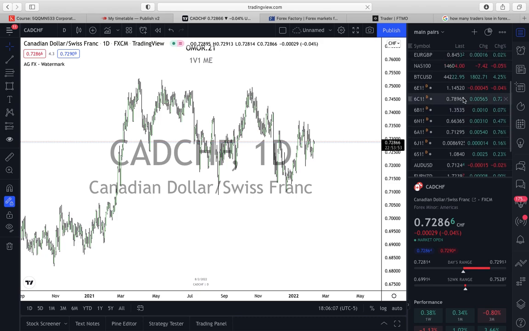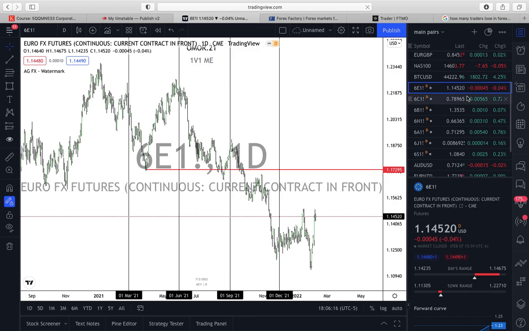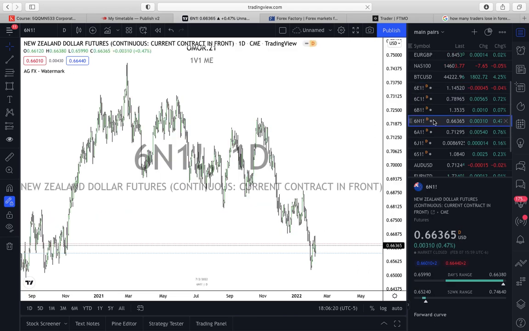Don't just trade Euro NZD, Euro AUD. There's people that just go through a million pairs to find which one they like. Go through the futures. Find your strong currency and find your weak currency. It's going to save you so much more time than going through every single currency.